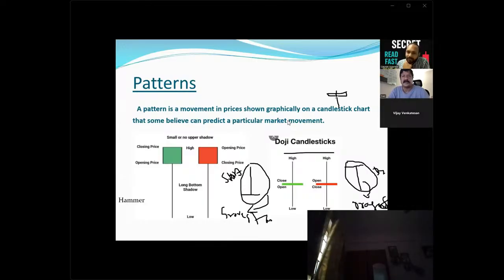So how do we have to trade the doji? We have to trade the doji in a similar manner to how we were using the hammer. Same thing. Once it crosses the high, we have to take a buy trade. Once it crosses the low, we have to take a short trade. I will show you some examples in the chart.